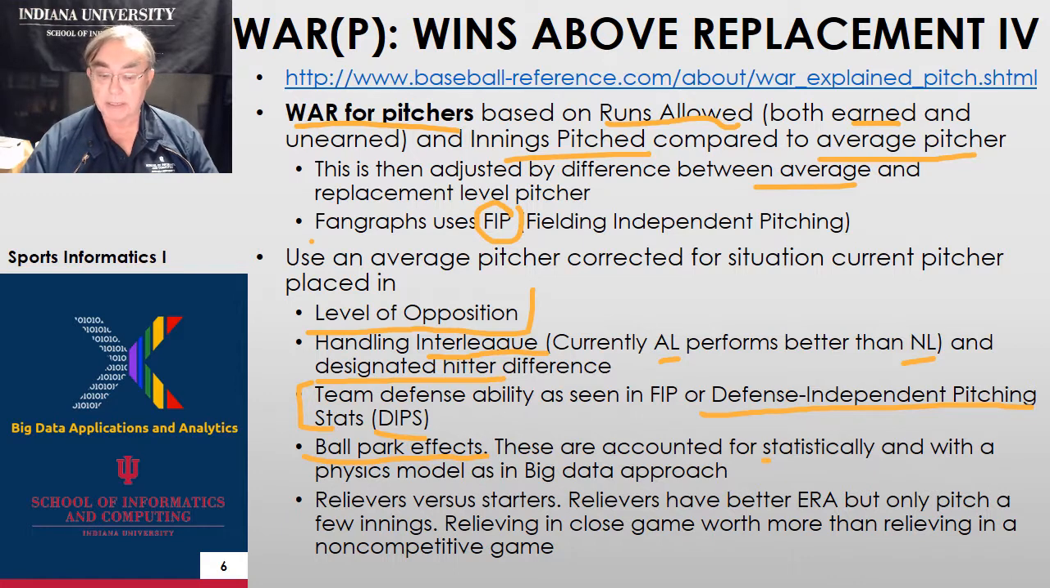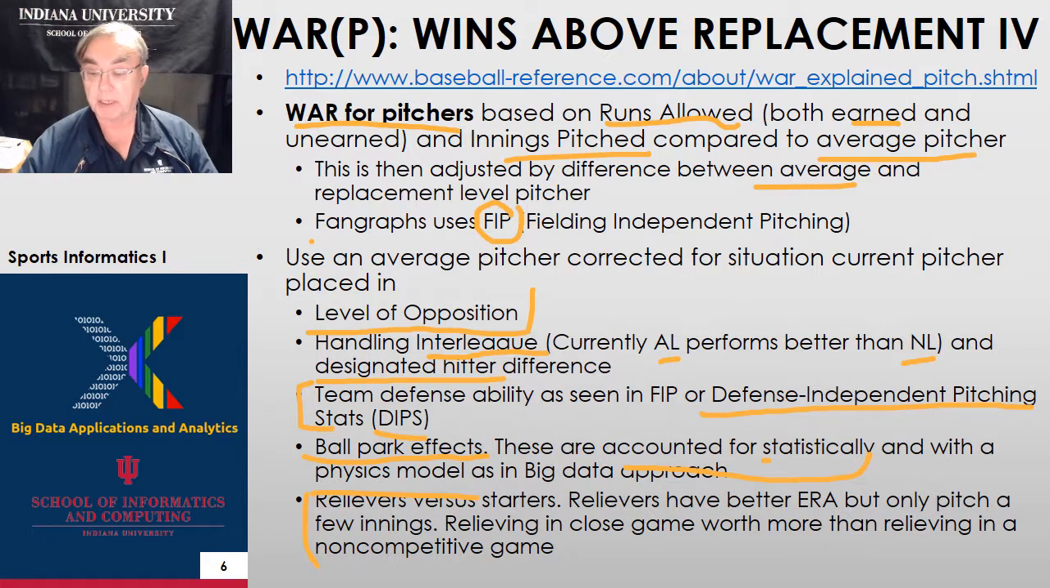If you do big data, you can do a physics model to correct for that, but with the usual little data approach, you just do it statistically, because you know what happens in an average stadium, and you correct stadiums whether they're below or above average. And then, of course, you need for pitching some discussion of relievers versus starters.